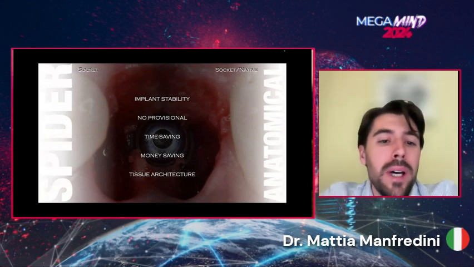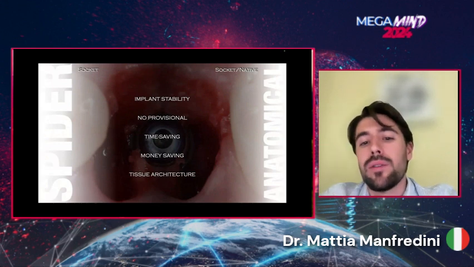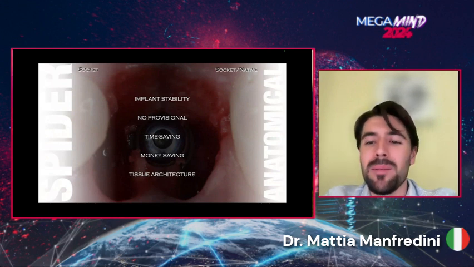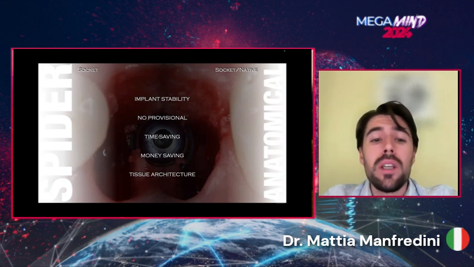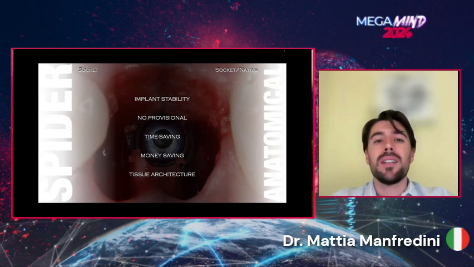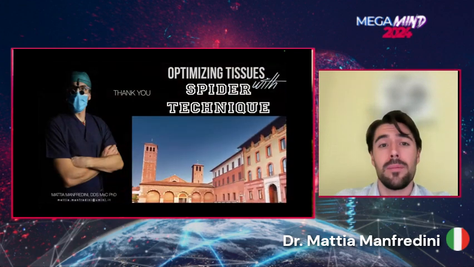To resume, the spider technique can be applied to post-extractive sockets because you need a socket to customize the abutment. The anatomical technique can be applied both to post-extractive socket, but the clinician needs to choose the right abutment dimension, and it is for this reason more suitable for native bone. Both techniques allow you to maintain tissue architecture, are money saving, but more important, in my opinion, are time saving because you avoid the provisional. Of course, you need implants that are suitable for good primary stability in order to avoid complications.